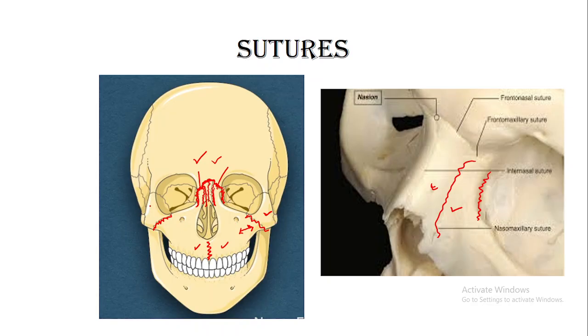And then the zygomaticofrontal suture. This is the zygomaticofrontal suture, which joins the zygomatic bone and the frontal bone. Or we can say the frontal process of the zygomatic bone and the zygomatic process of the frontal bone. So both of these are joined by the zygomaticofrontal suture.